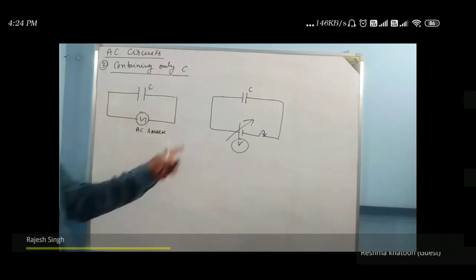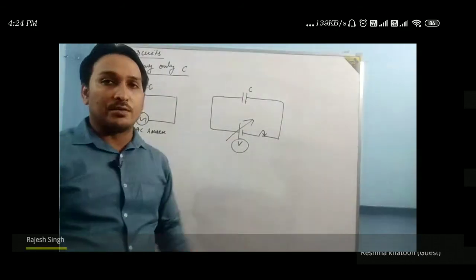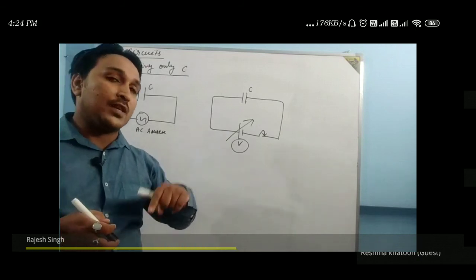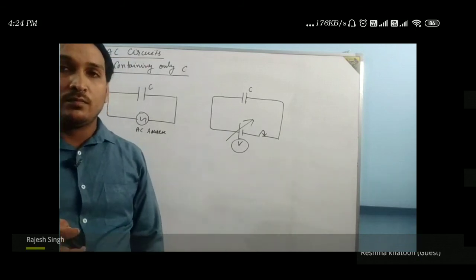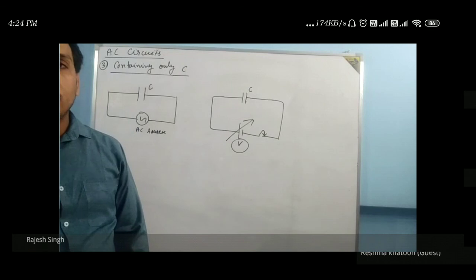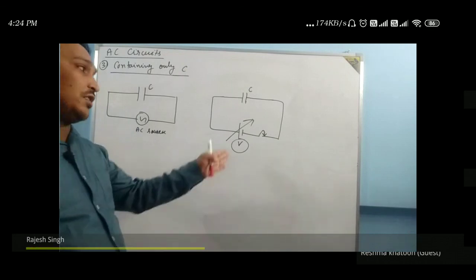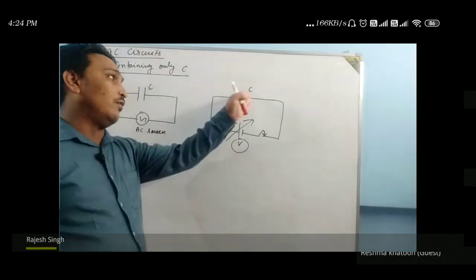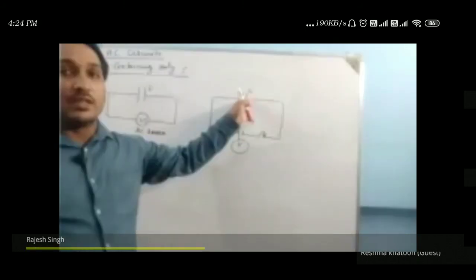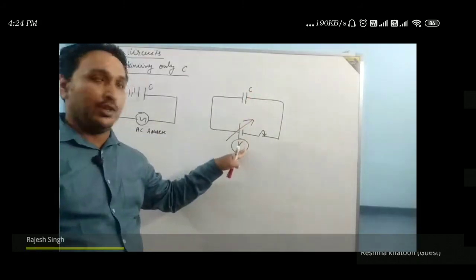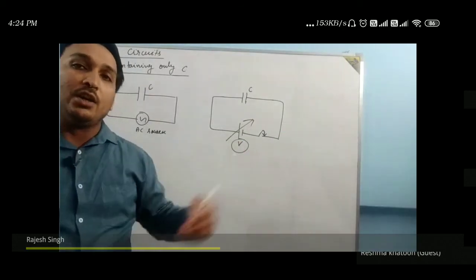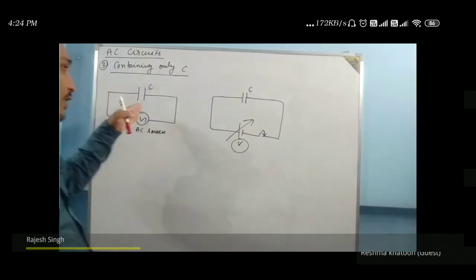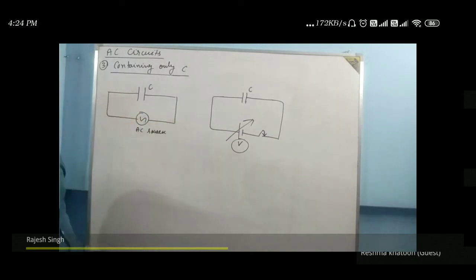If I keep on varying this voltage, will the flow of charge continue? It will not stop. If I change this V continuously, then the voltage of the capacitor will never be equal to this voltage. The flow of charge will continue and there will be a current in the circuit. Same goes with AC. When a capacitor is connected to an AC source, what happens?